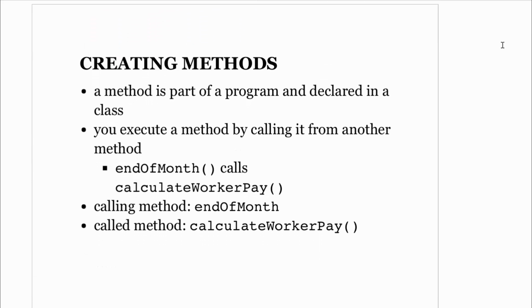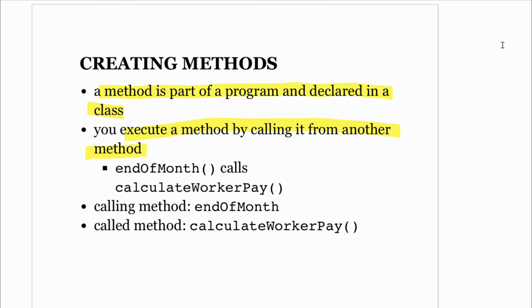Now, in the past, all we've worked with is the main method, but what's interesting about coding is that you can create your own methods. Anytime you create a method, it's imperative to note that a method is part of a program and it's declared in a class. So anytime you create a new method, or like the main method, it all has to exist within a certain class. And you can execute methods by calling them from other methods. Let's say you have a method that exists outside of the main method, you can call the method inside the main method, and that's how you get the method to actually execute.